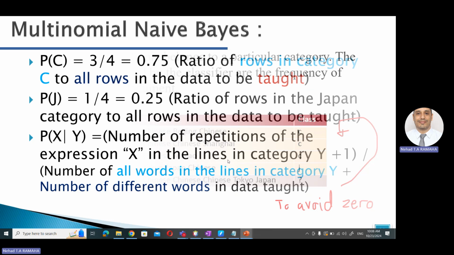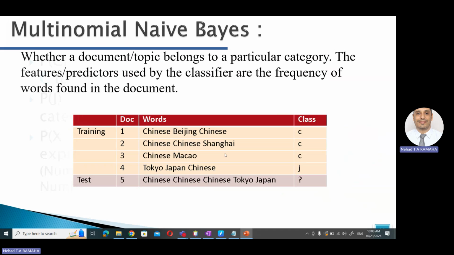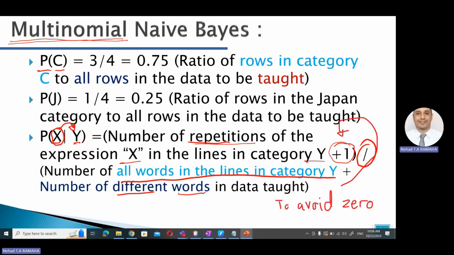means here we have, for example, category C. How many words we have? A plus number of different words in data taught. What's the meaning? The training data. What's the meaning? Number of different words, not repeated word, different word.